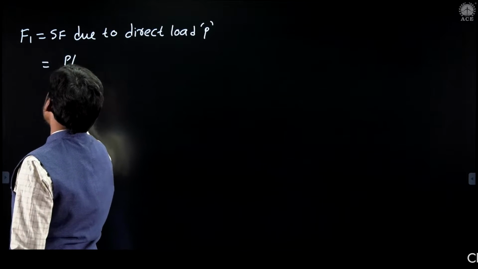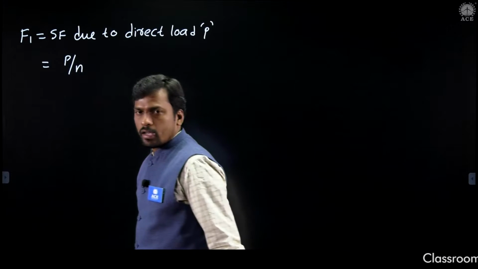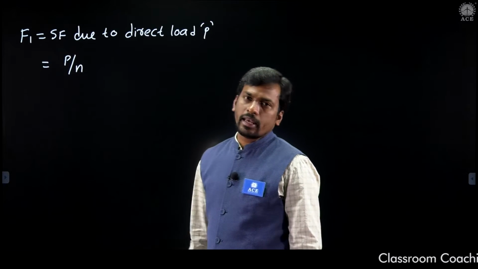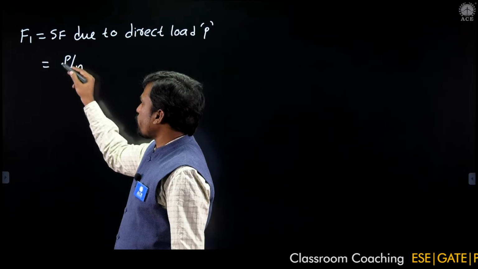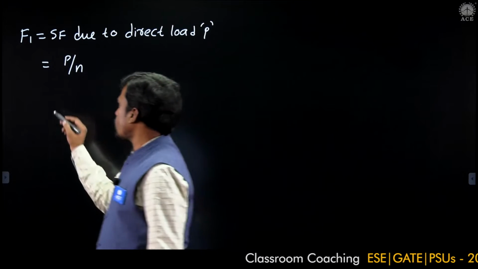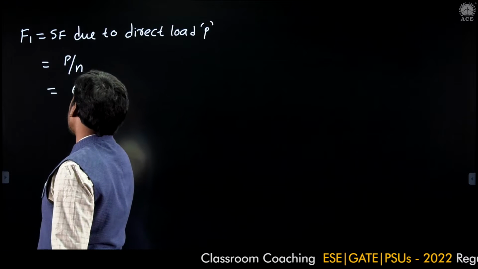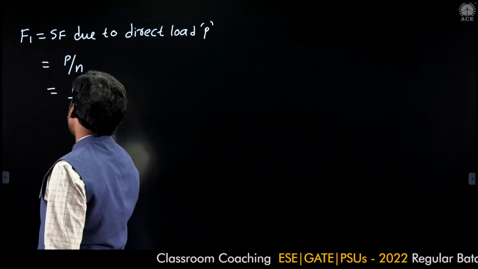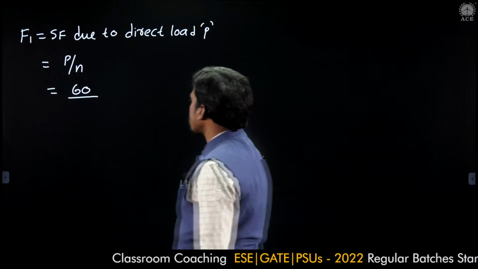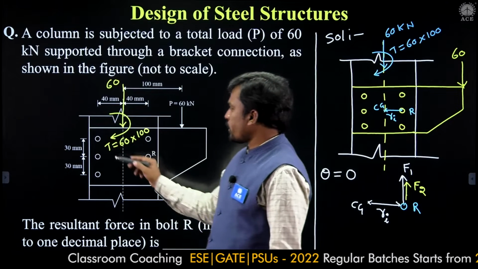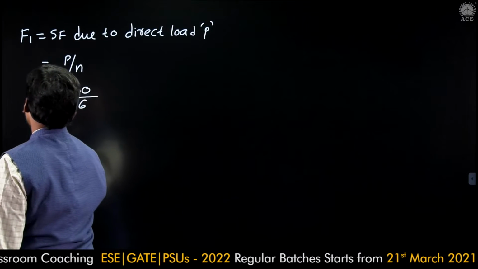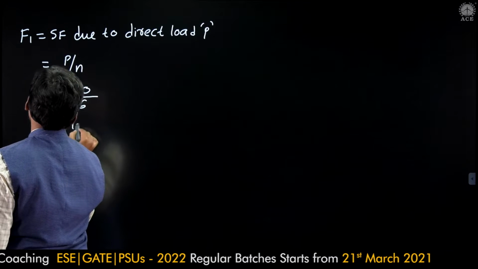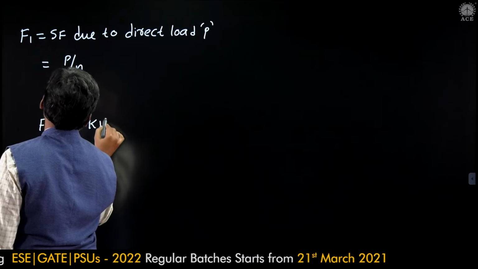If the cross sectional area of all the bolts is the same, then what is the formula to find F1? P by N. What is the P value given? That is 60, divided by the number of bolts. In the diagram, how many bolts are given? Total 6 bolts. Then the F1 value here is 10 kilo Newton.